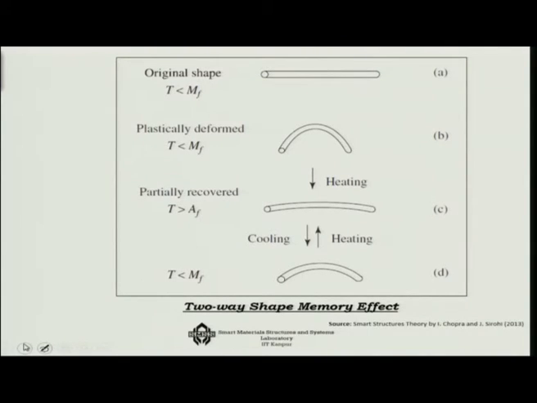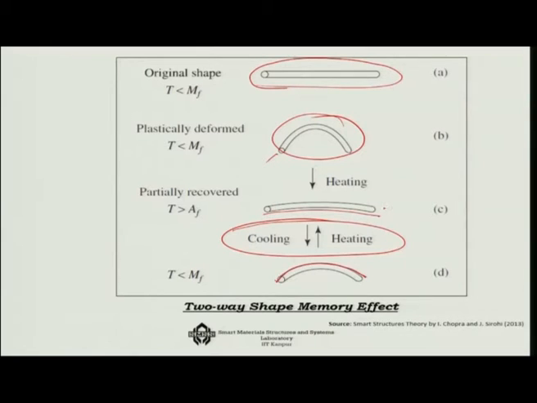So how will be the two-way shape memory effect? This is where you are at the original shape at the Martensite level. You deform the whole thing and then you heat it up. You are going to get to this particular shape. Now from this shape you cool it, you are going to go back to this particular shape, the bent shape. So now you heat and cool, you will be flipping between these two shapes. One is a high temperature memory and another is a low temperature memory shape.